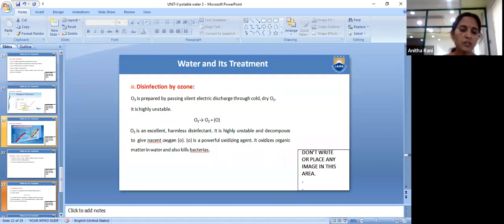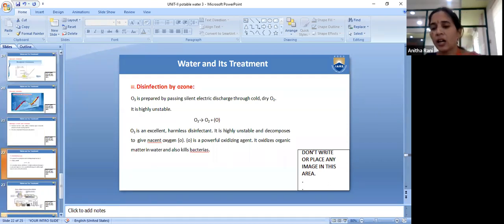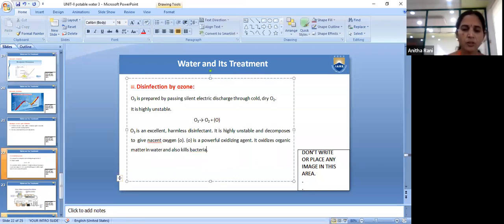Okay. So what we get, since ozone is highly unstable, it will immediately decompose into oxygen and nascent oxygen. So this nascent oxygen is a powerful disinfectant and oxidizing agent, so it will oxidize all organic matter present in water, and also it will kill the bacteria present in water.